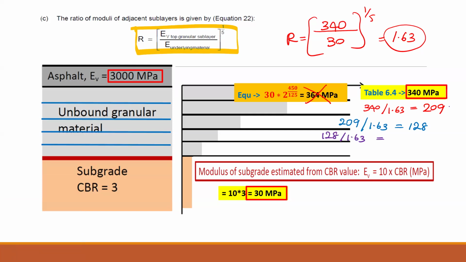They all are in megapascals, okay? 79 megapascals. Next one. 49 megapascals. So we found the modulus of the unbound granular layer. We follow the Austroads sublayering procedure. Why? We can follow it as this unbound granular material is just on top of the subgrade.